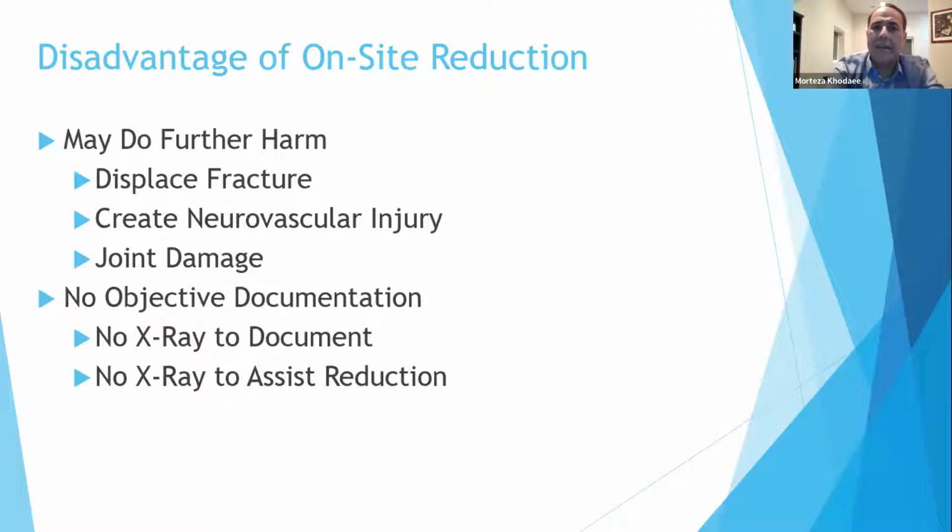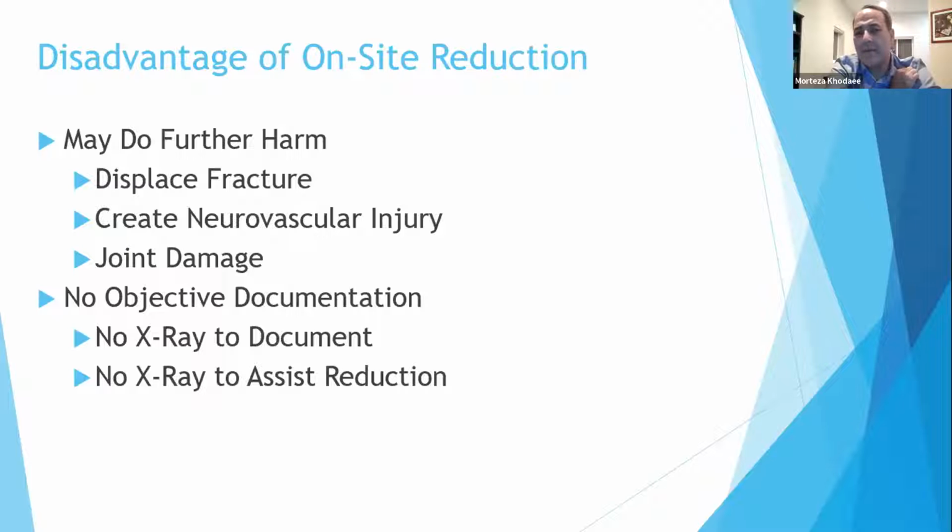Disadvantages of on-site reduction: as we talked about, we try not to do harm. Sometimes if there's a displaced fracture in addition to the dislocation, you can create damage to the soft tissue and damage to the neurovascular structures as well. And you may create some damage to the joint as well.